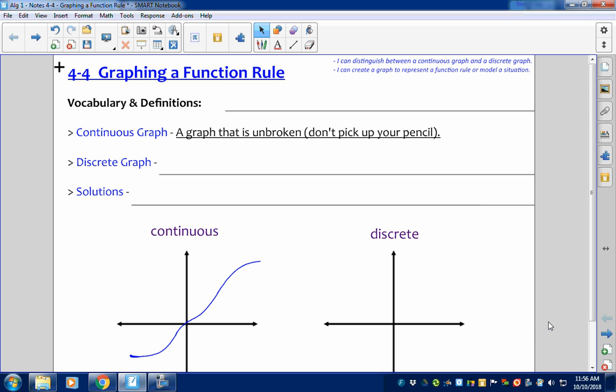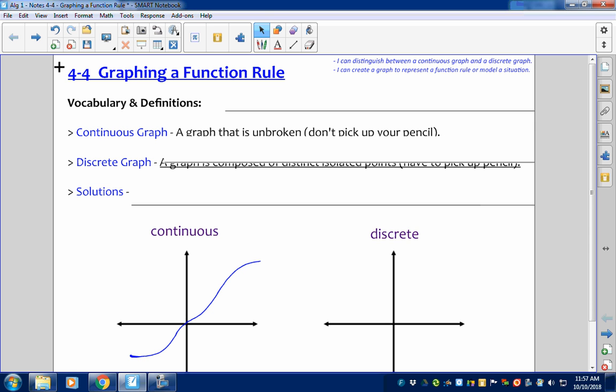Why did this say okay? Because when I drew that blue curve, I didn't pick up my pencil at all. I picked it up to start the curve, and then I picked it up when I finished, but nothing in between. So a continuous graph is unbroken.